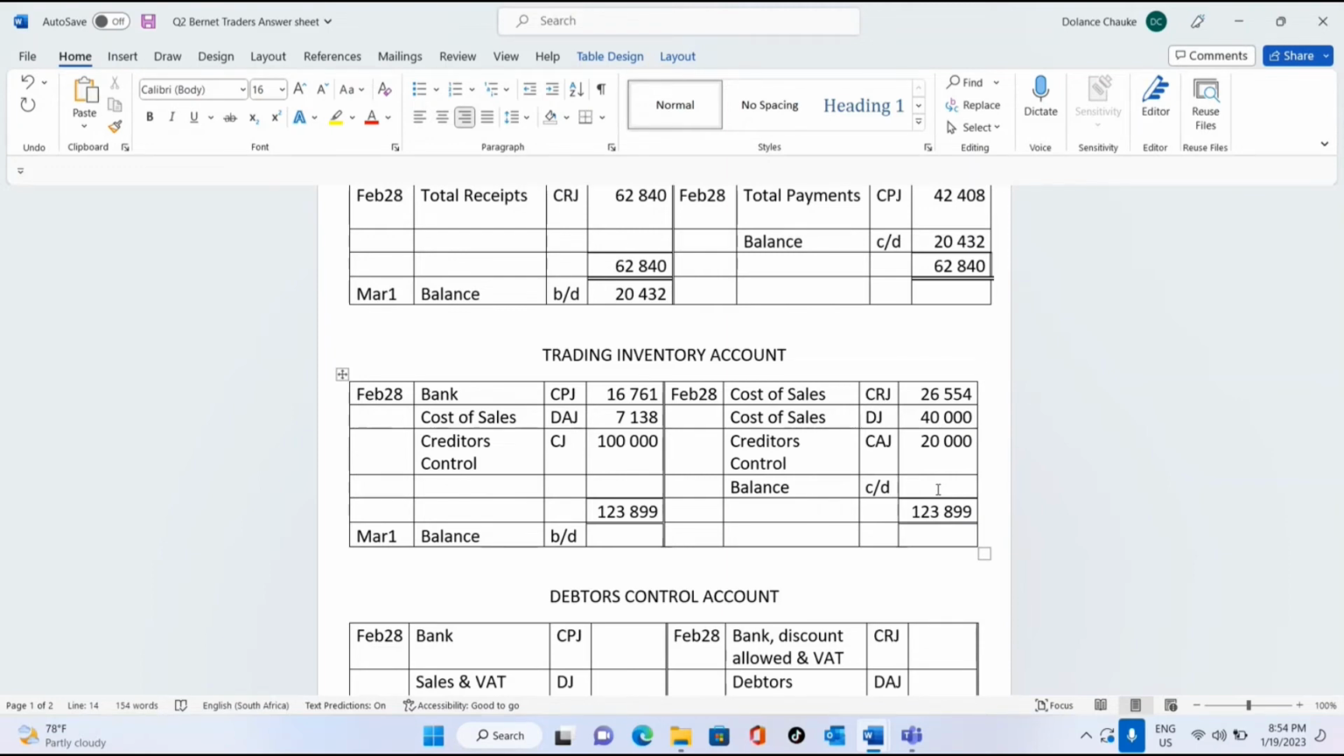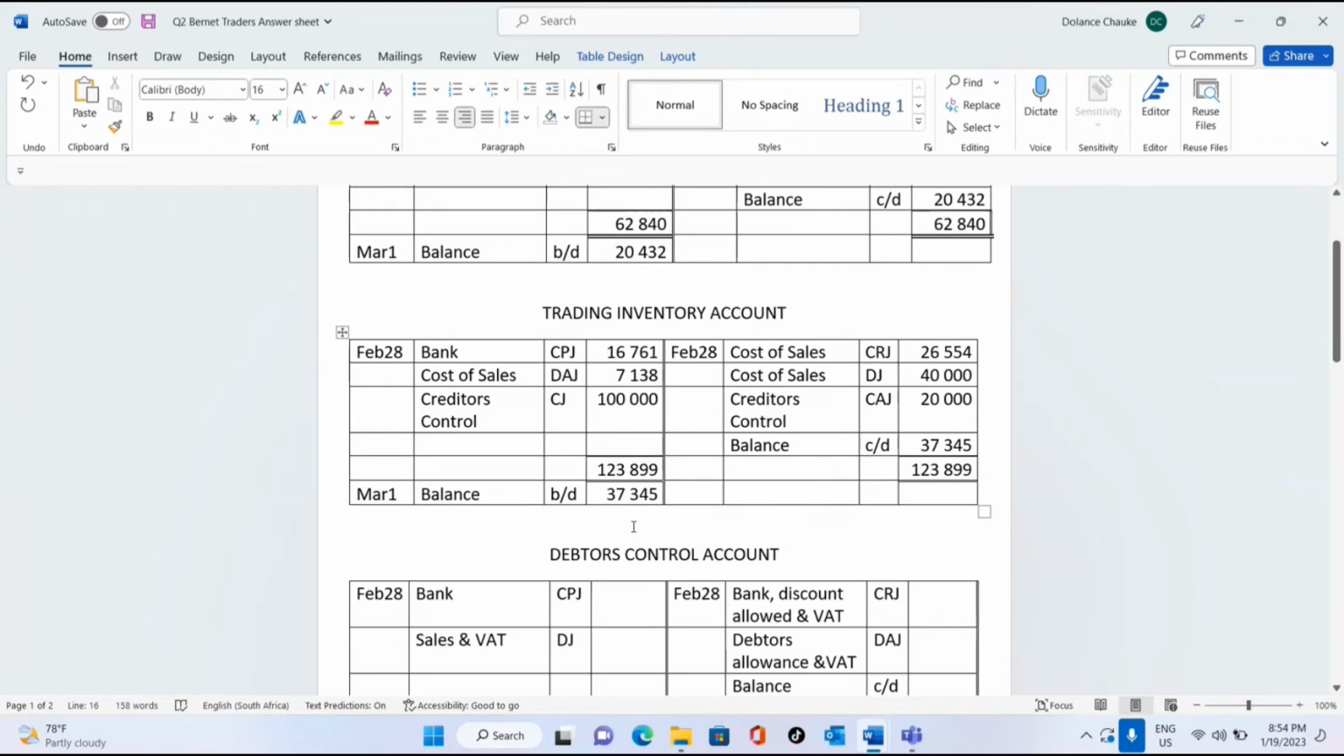How much is your balance credit down? 37,345. Yes, that's correct. And then this is a closing balance. The carry down is a closing balance. It will be an opening balance here for next period: 37,345.